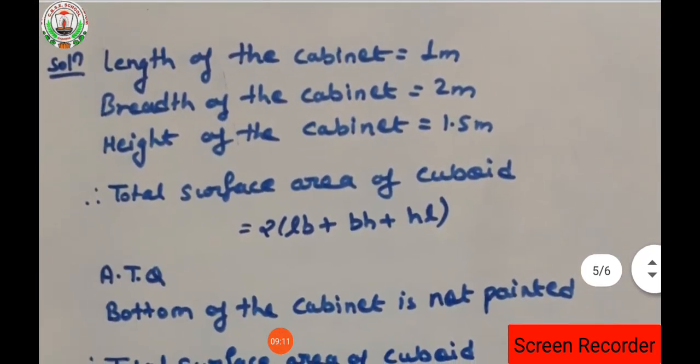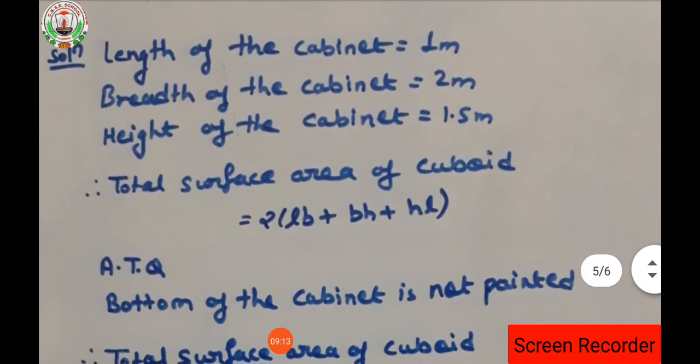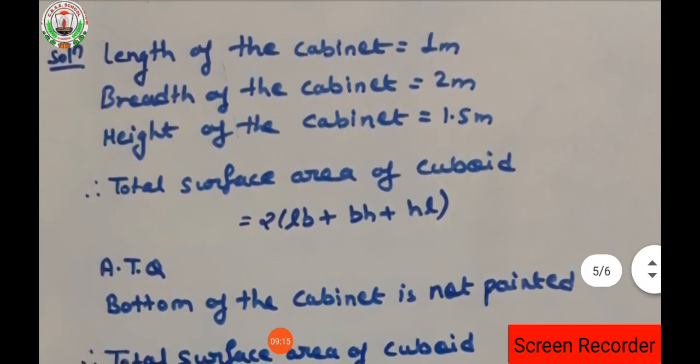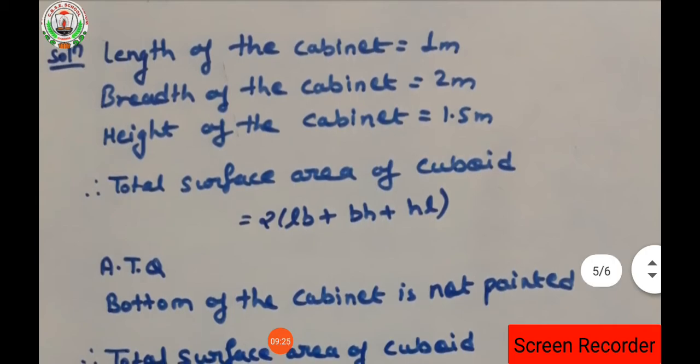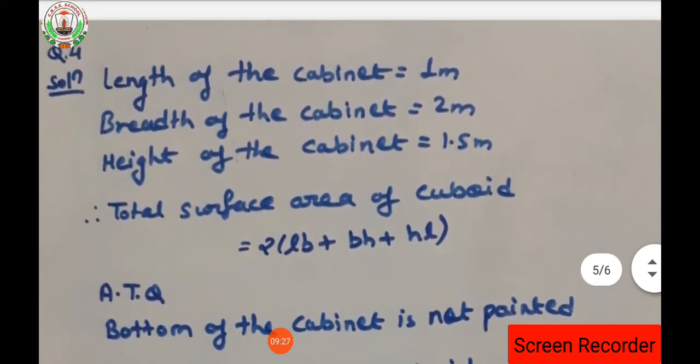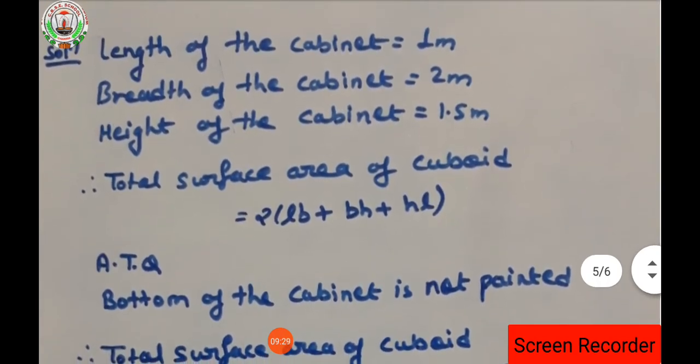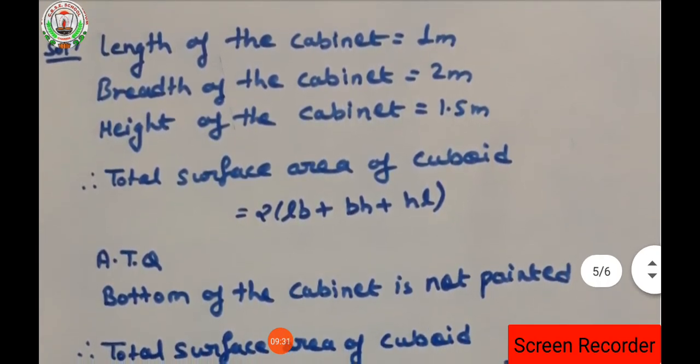In question number 4, as I told you, the length, breadth and height of a cabinet are given. It is said that we have to paint the cabinet, but the floor of the cabinet, that bottom side of the cabinet, is not going to be painted. So look, the length, breadth and height of the cabinet are given as 1 meter, 2 meter, 1.5 meter.